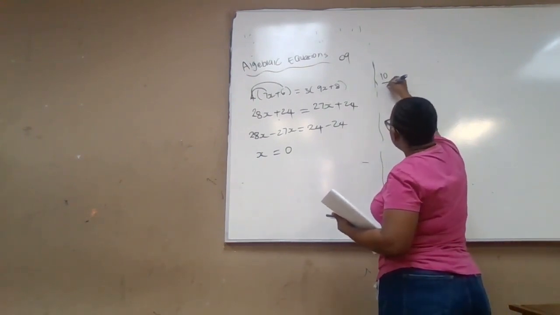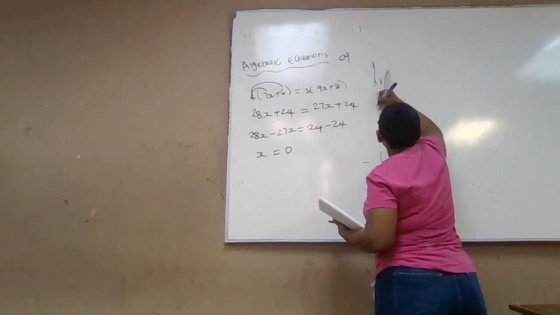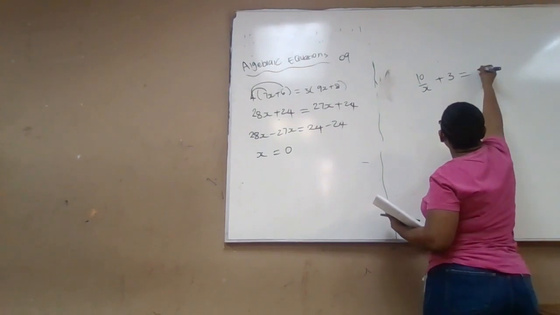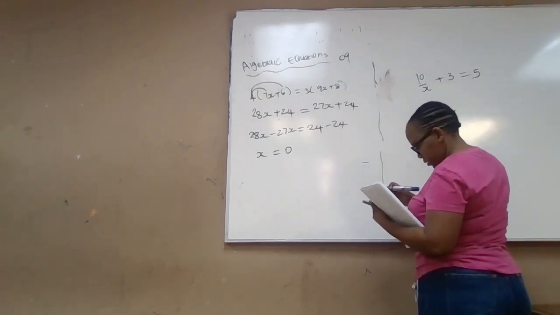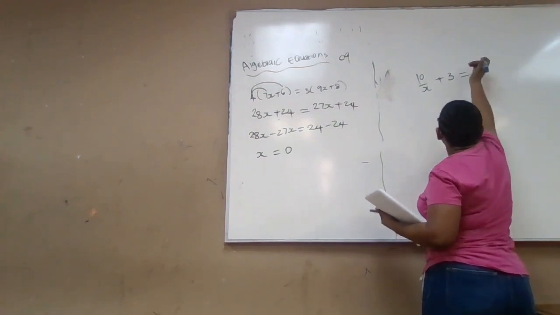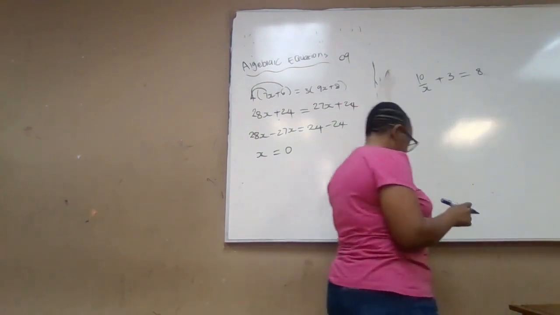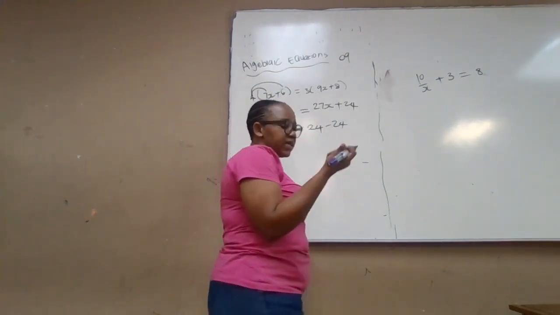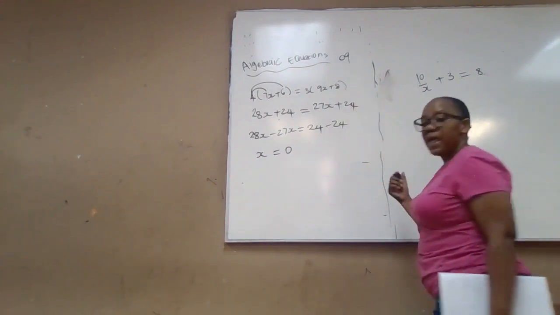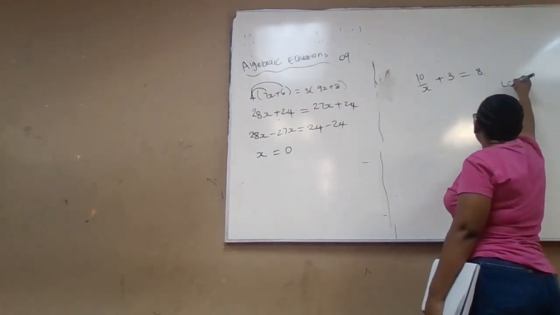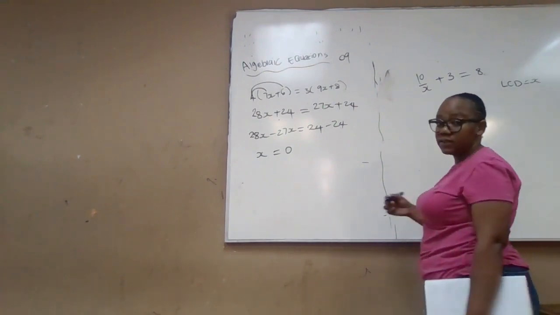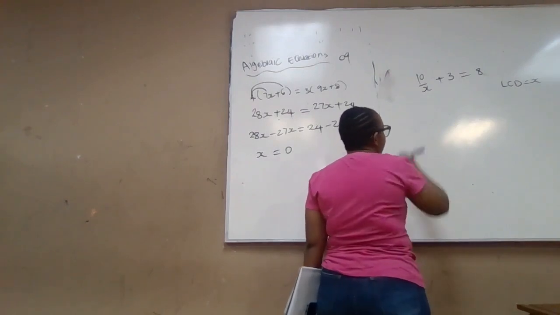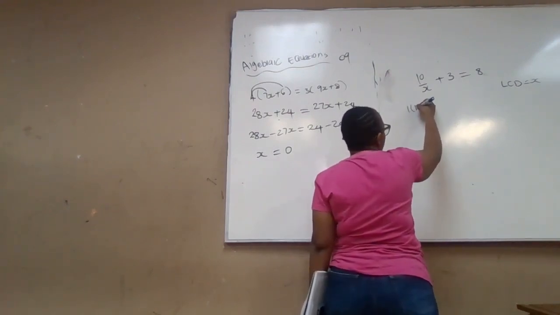Number 10 over x plus 3 equals 5. Okay, equals 2. Now the only fraction we have is 10 over x. So x is our only denominator. You can use the LCD method and say the LCD equals x. Now how many times does x go into x? 1 time, and we are left with nothing. So you write whatever else is on the top.